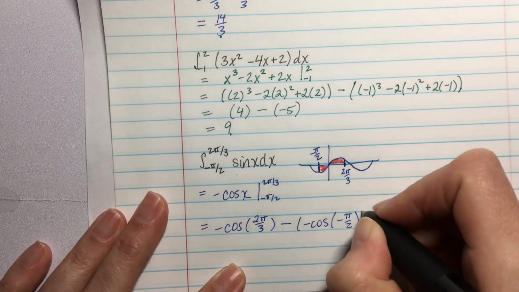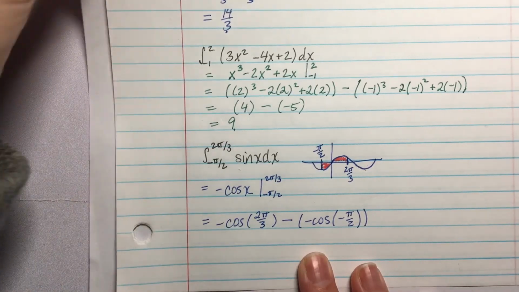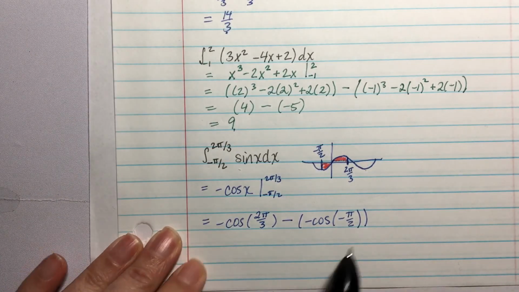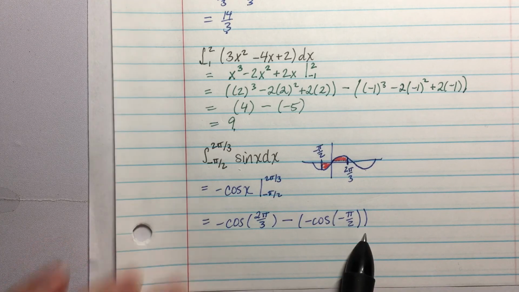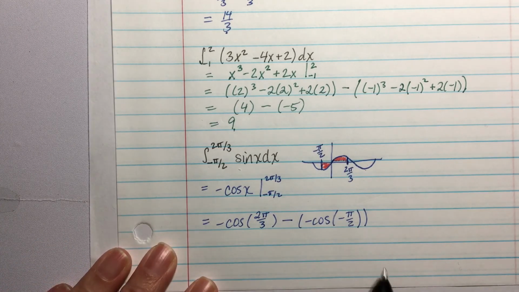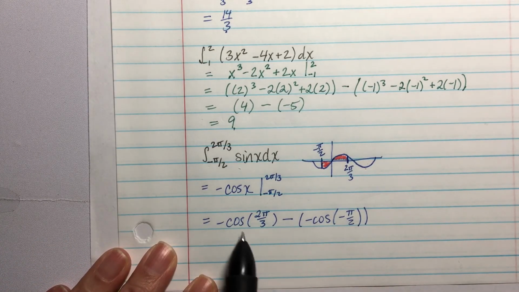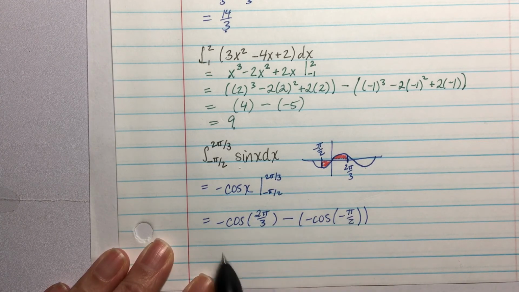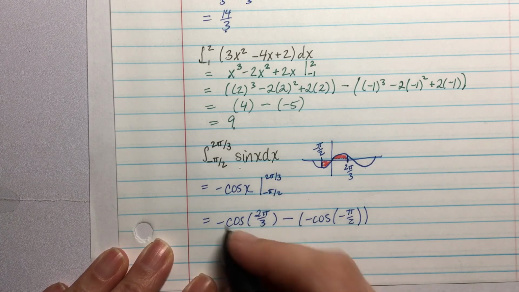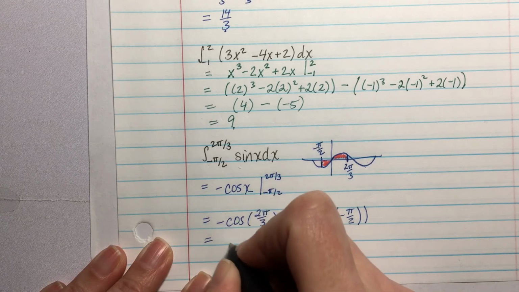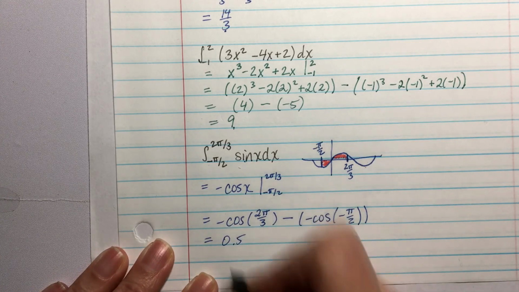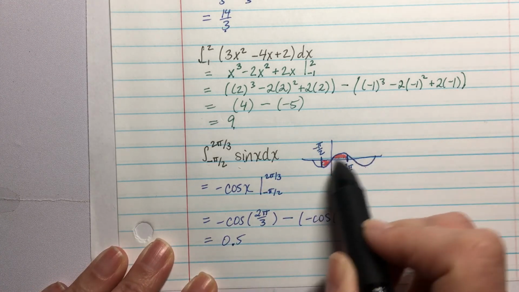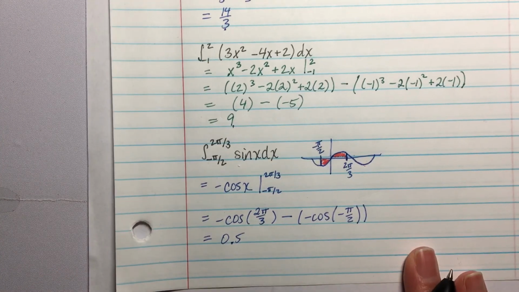Now, technically this could be a non-calculator problem too, and you could use your unit circle and find that. For the sake of time, I'm not going to do that. This is so trippy, but if you actually did all the math and looked at the unit circle, you end up with, I love this, 0.5. The area of this region is exactly 0.5.